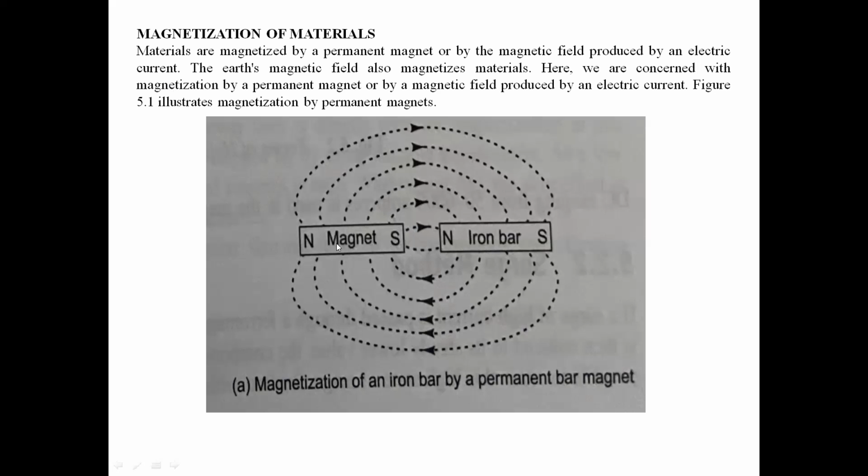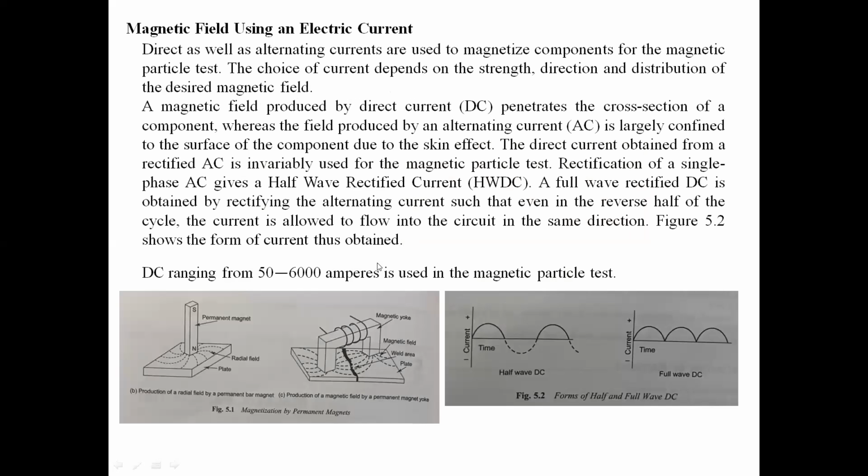See this, every magnet has two poles, north pole and south pole. There is a flow of magnetic field lines from the south to north to south. Okay, next we see the magnetic field using electric current. By supplying the electric current, how can you magnetize the material? Now we have to learn it.